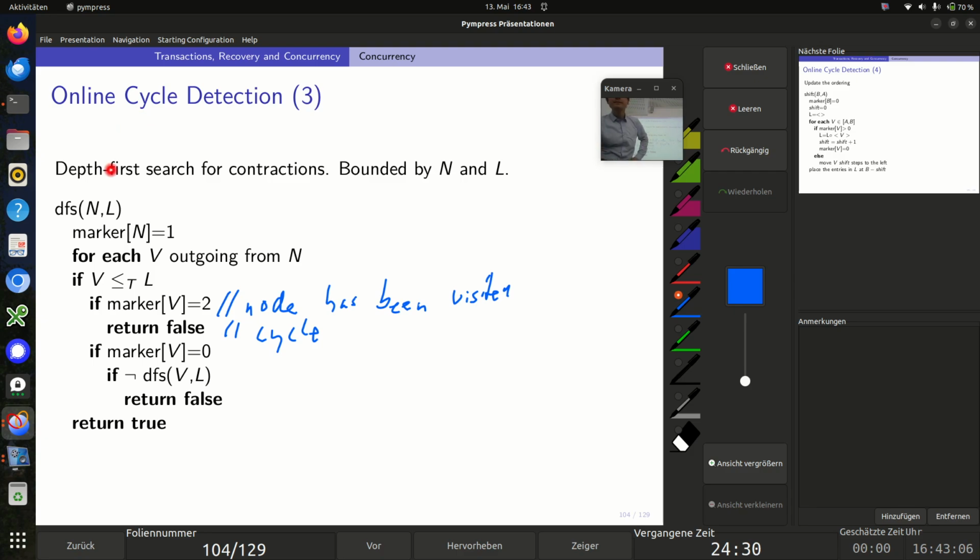And so if DFS returns false, it's really strange because the negation of false is true. So if we have found a cycle, return false. So again, we have a cycle here. And here we return true if we haven't found any cycle. So DFS actually returns true when no cycle is found.